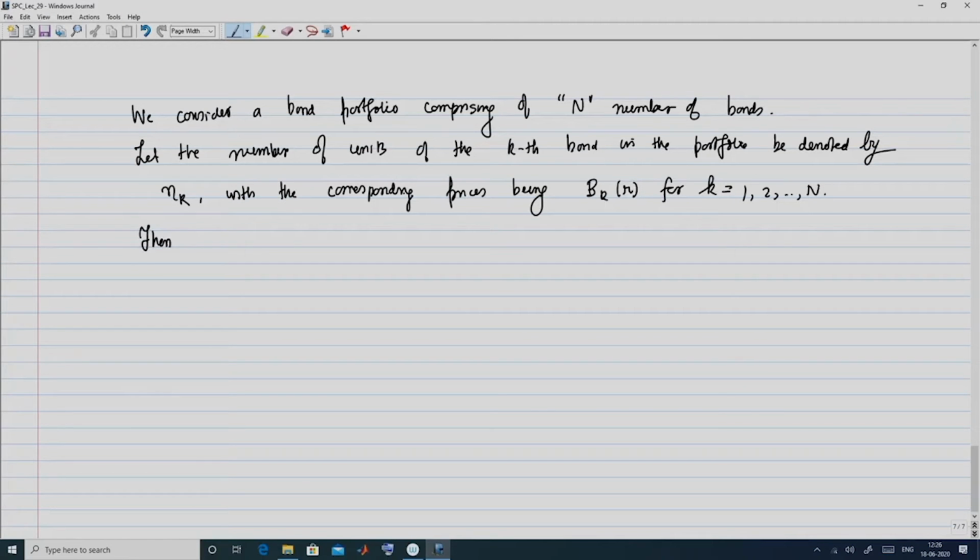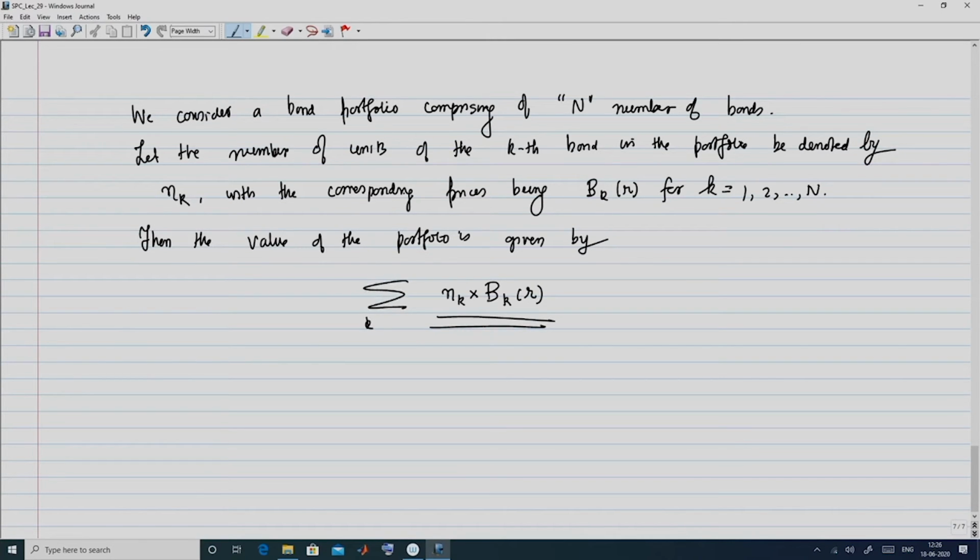Then the value of the portfolio is given by the following. So, if the price of the kth bond is B k of r, and if you buy N k number of bonds, that means the amount invested in the kth bond is N k into B k of r, and I sum this over the capital N number of bonds, and that is going to give me the value of the portfolio, which I will denote by B P.